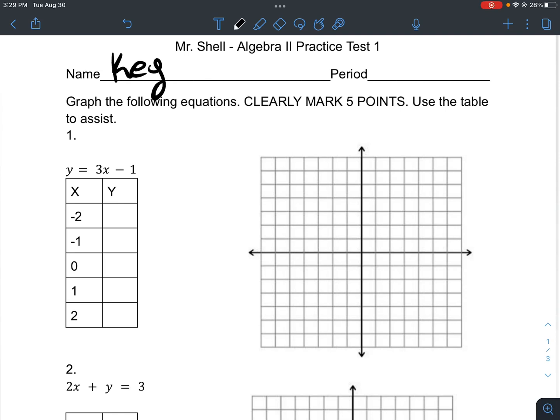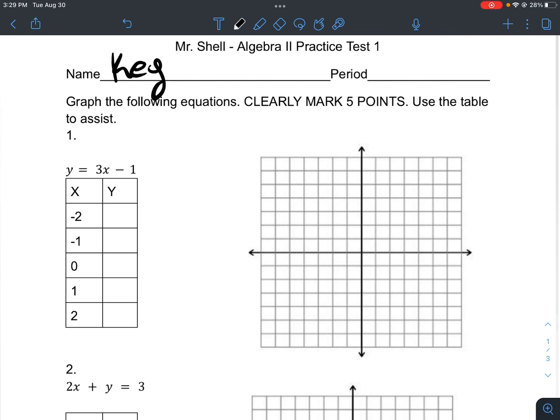Graph the following equation. We're just going to be given an equation and you're going to graph it. Clearly mark 5 points. This is really for your benefit. If you just put a straight line, I don't really know what points it's going through. Marking these points clearly is just going to help you. Using the table to assist means you're already going to have the coordinates. You just transfer them to the coordinate plane, plot some points, and draw your line or your parabola or your graph.